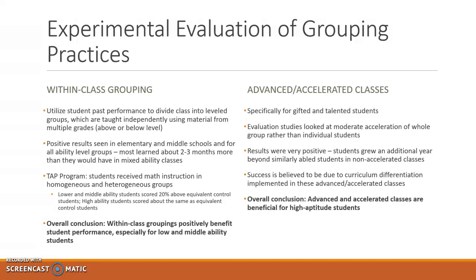Up next, we have advanced and accelerated classes. These are specifically for gifted and talented students. Evaluation studies looked at the moderate acceleration of a whole group rather than individual students, and the overall results were very positive. The students in the advanced and accelerated class were found to grow an additional year beyond similarly abled students in non-accelerated classes, and success is believed to be partially due to the differentiated curriculum implemented in these advanced and accelerated classes.